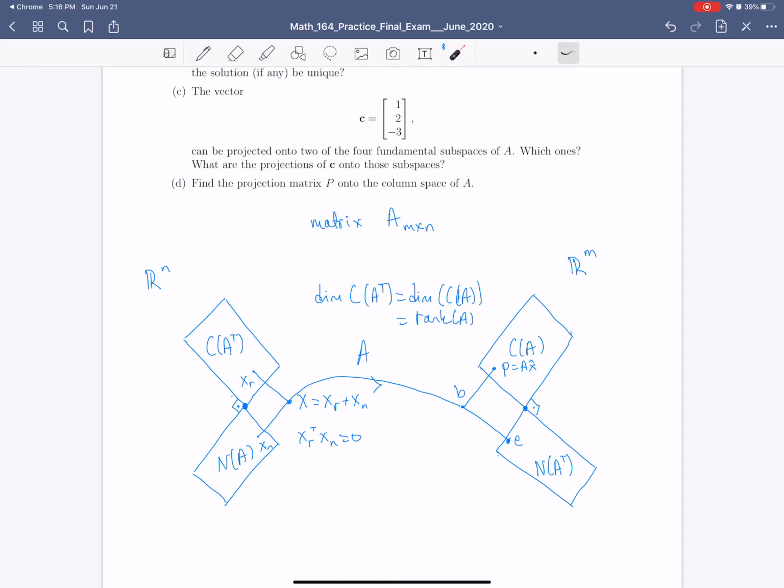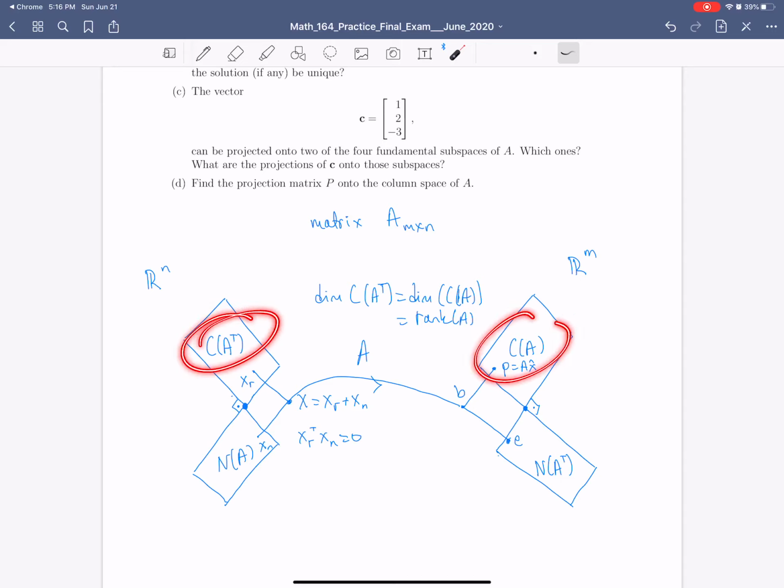So to give you two subspaces of A that can define all four subspaces of A, I have to give you one from this group and one from this group. If I give you the column space, you already have the left null space. If I give you the left null space, you have the column space. So no point in giving you both of these. If I give you the row space, you have the null space, and vice versa. So you can practice. There aren't that many combinations.